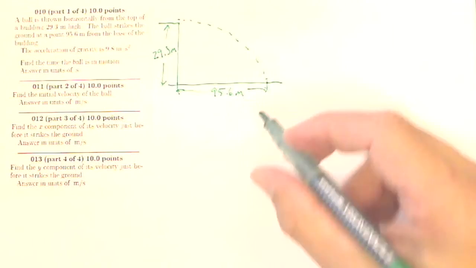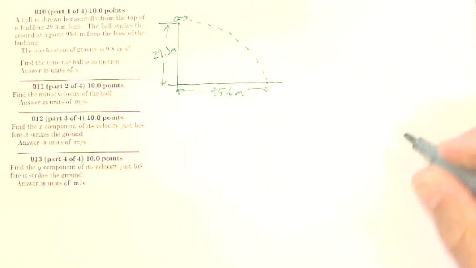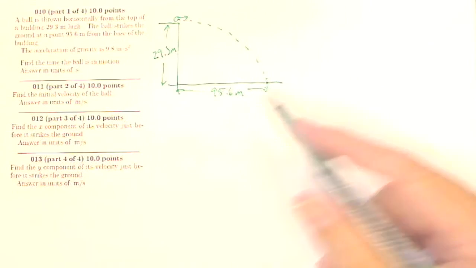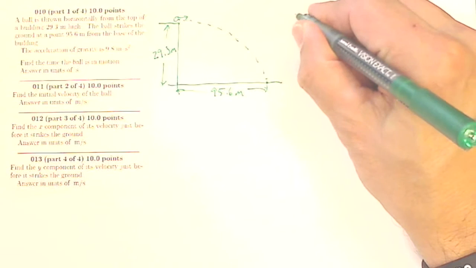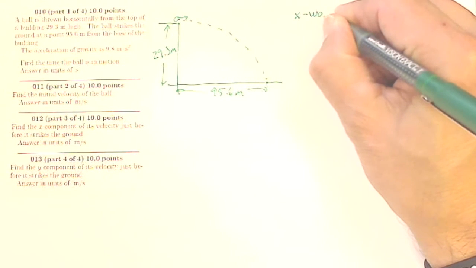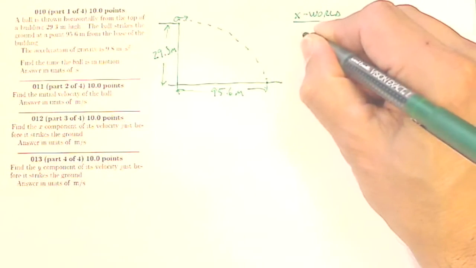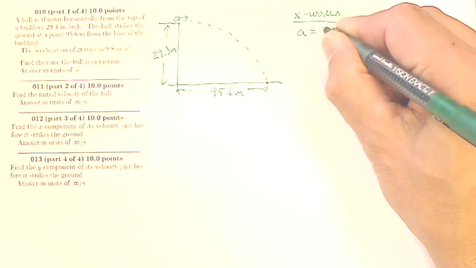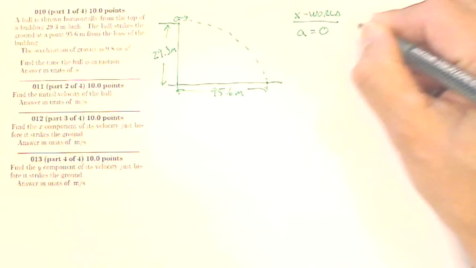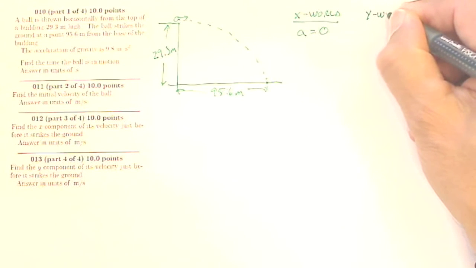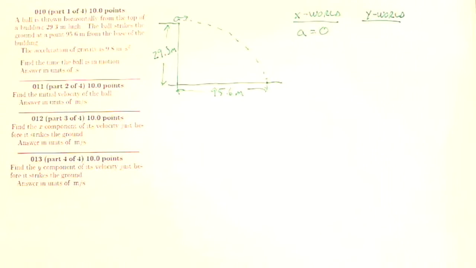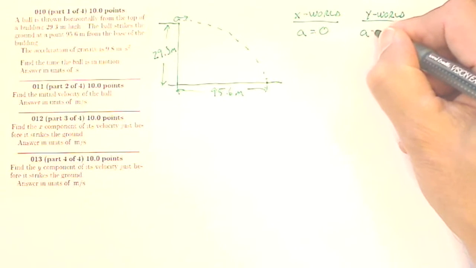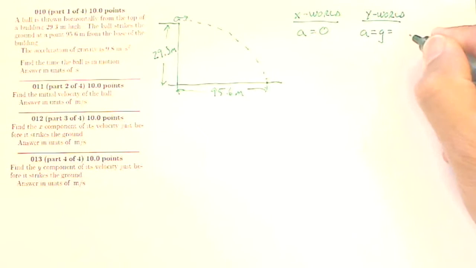So now I should take this information before I do anything else and figure out what I know in the x world and the y world for this problem. I'm not even going to look at the questions yet. So in the x world, things that are happening horizontally, I know that my acceleration is 0 meters per second squared. In the y world, I know that my acceleration is gravity. And gravity in this case is negative 9.8 meters per second squared.